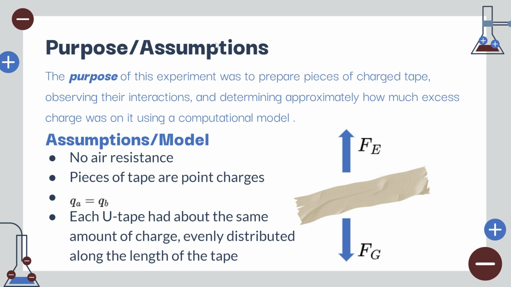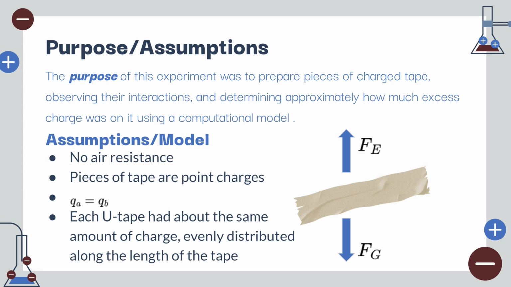So, the purpose of this experiment was to prepare pieces of charged tape, observe their interactions, and determine approximately how much excess charge was on it using a computational model. So, the model, the free body diagram, as you can see here: the two forces acting on the tape were the electric force pointing up and the force of gravity pointing down.